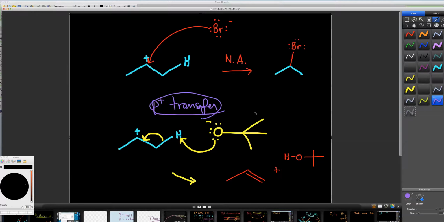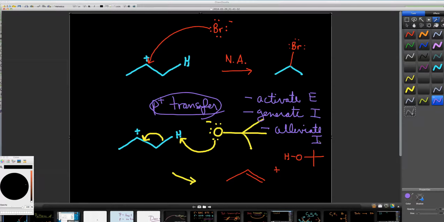Proton transfers are always going to be performed to 1, activate an electrophile, 2, to generate an intermediate, like a carbocation intermediate, or 3, to alleviate an intermediate, like a carbocation intermediate. So these proton transfer steps are ones you always want to look for in a particular reaction mechanism.